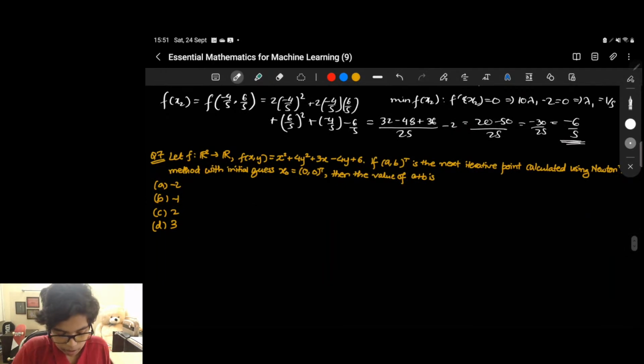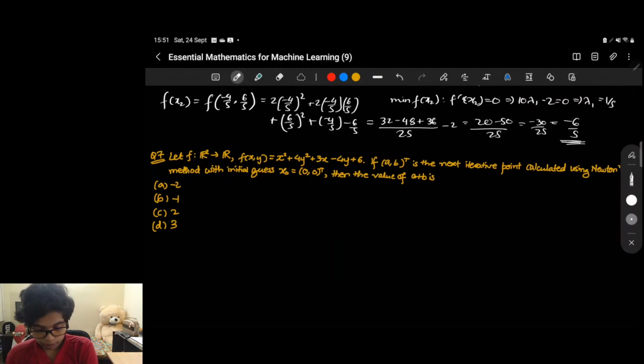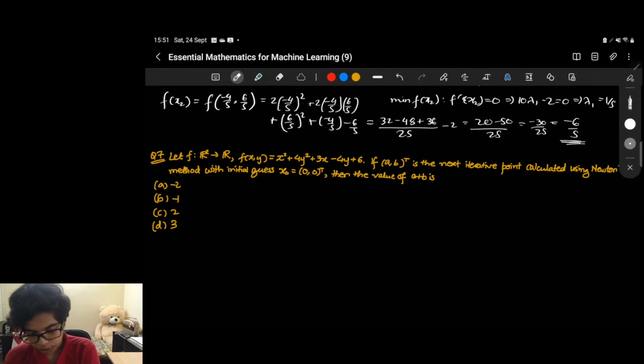Next question. Let f be a function from R2 to R, and f of x comma y is defined as x squared plus 4y squared plus 3x minus 4y plus 6. And then here we need to use Newton's method. Newton's method is an iterative process, starting with an initial guess, and we need to find the next iterative point. So basically, with the initial point, we need to find the next point using Newton's method.